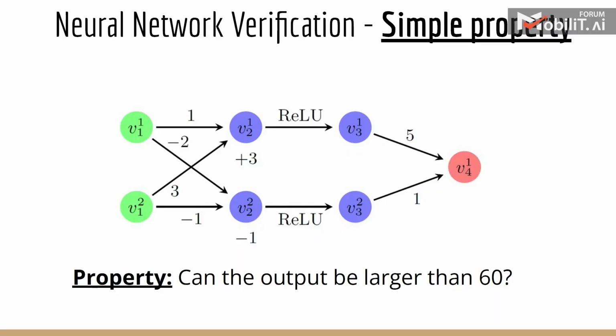So let's see a very, very simple example for a property. We have a simple small neural network here, and the property that we're verifying is if the output can be larger than 60. In this particular scenario, the answer is SAT, meaning that we found some satisfiable example. We found an input, in this case 1 and 3, such that the output is larger than 60, 65 in this case. Now we're asking a different property: can the output be larger than 70? In this particular case, the answer is UNSAT, meaning that there doesn't exist any possible input such that the output will be larger than 70.